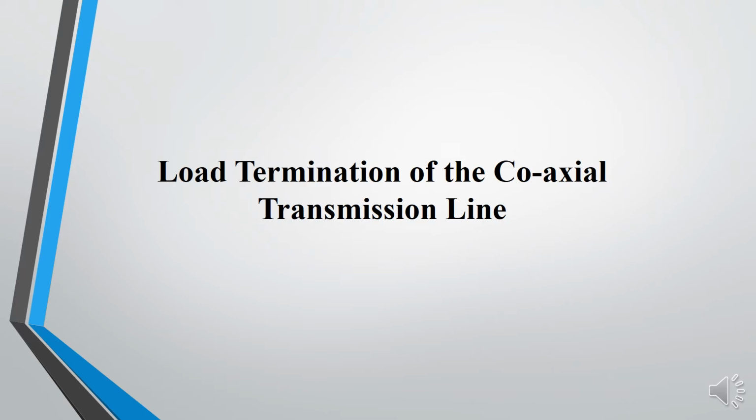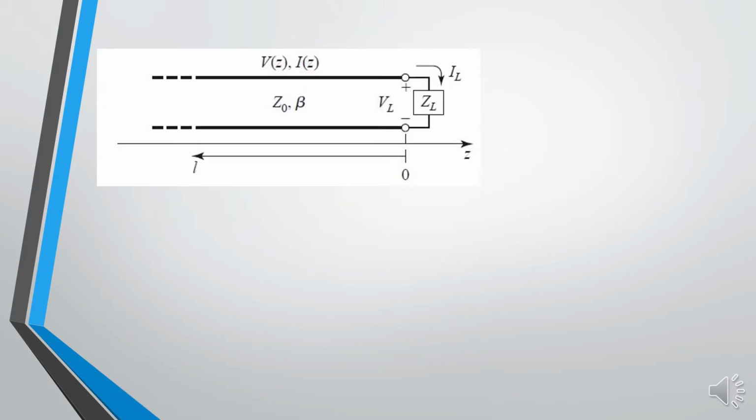So in this video, we will discuss the load termination of the coaxial transmission line. So let's go through. This is a two-wire transmission line, or in the general case a coaxial transmission line, because a coaxial transmission line also has two parallel conductors, right? In this figure, you can see that at the load end there is a load impedance ZL already connected.